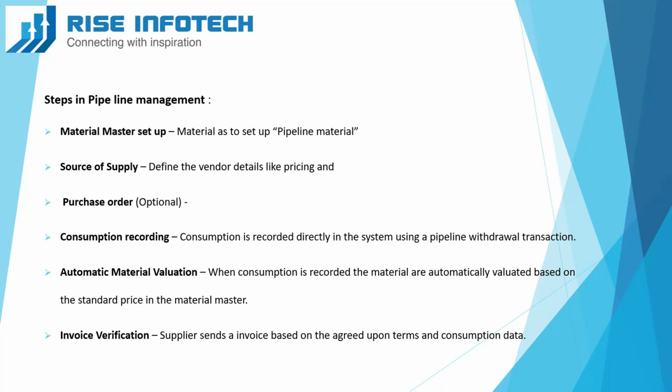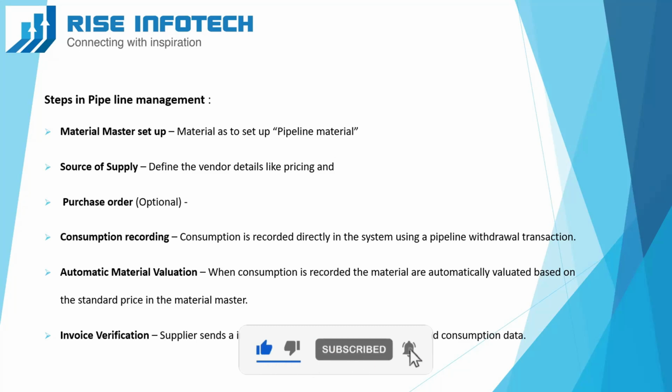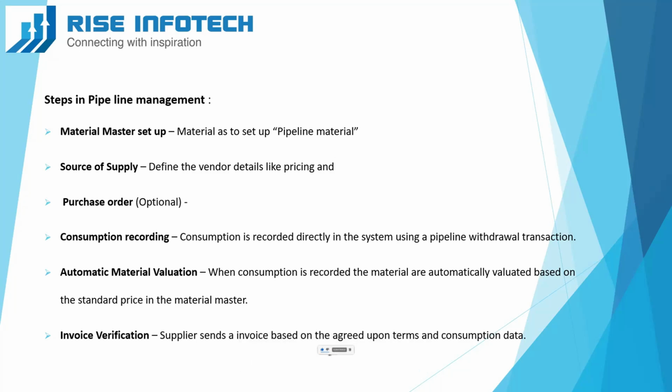And next one is the consumption recording. Consumption is recorded directly from the system using the pipeline withdrawal transaction. So what is the last month's consumption closing, what is the next month's opening, and what is the current month's closing. So opening and closing. Once we know the consumption value, as per the rates we will multiply, and we do the billing to the final company or the customers. So that is the consumption recording.